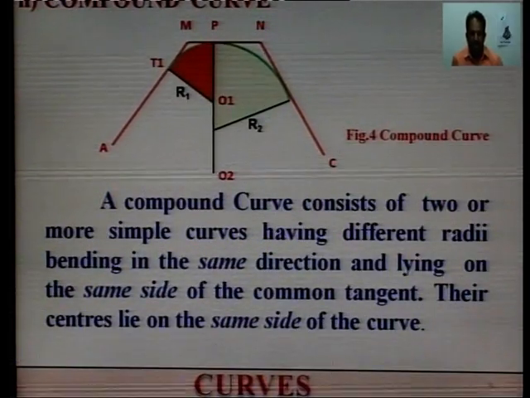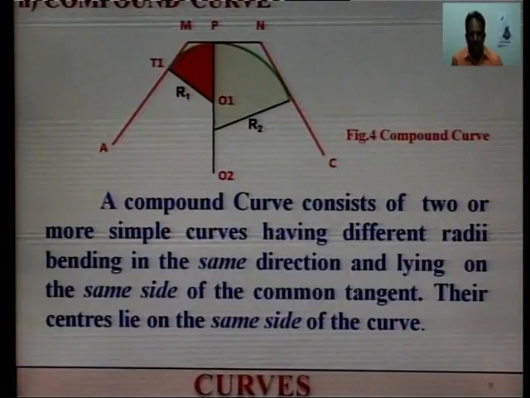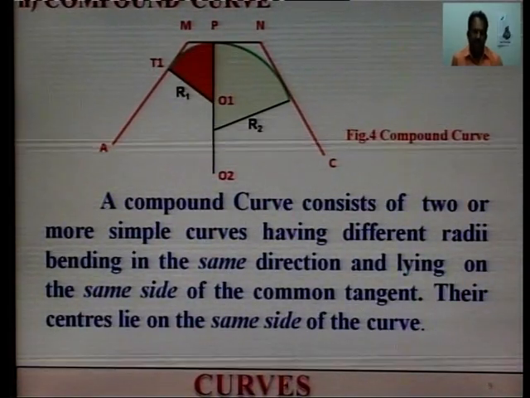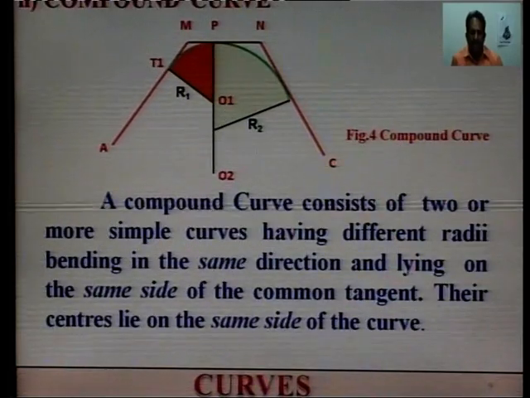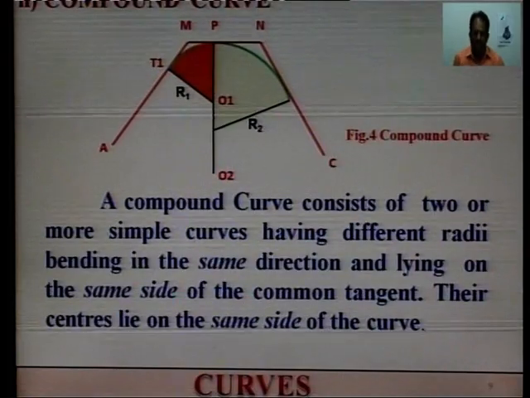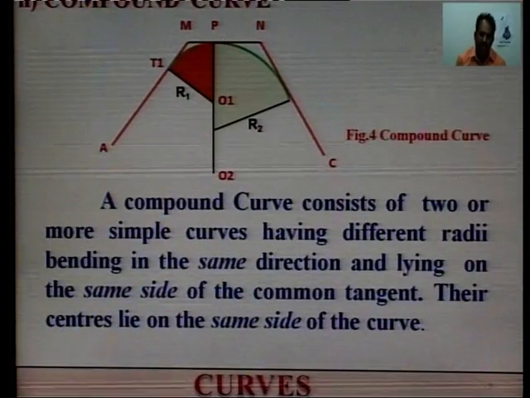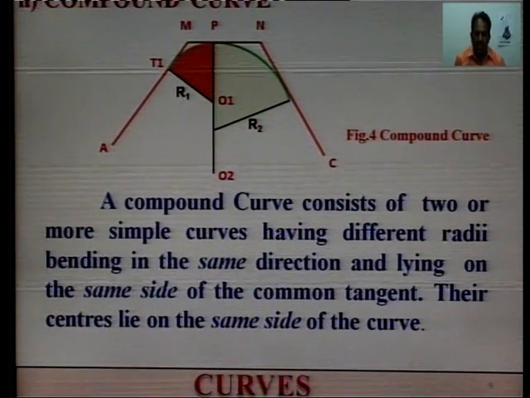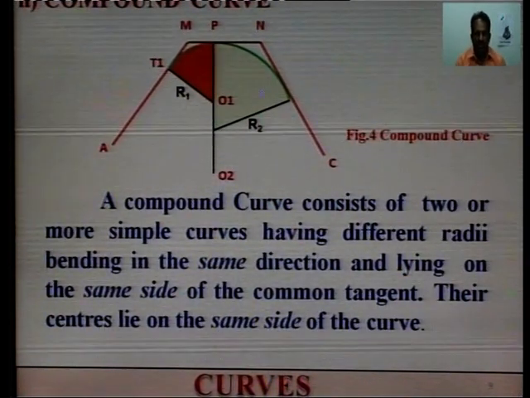That is, MN is the common tangent, and their centers lie on the same side of the curve, that is radius 1 and radius 2 have their centers on the same side of the common tangent MN, as is being shown on your screen. So, this is a compound curve.